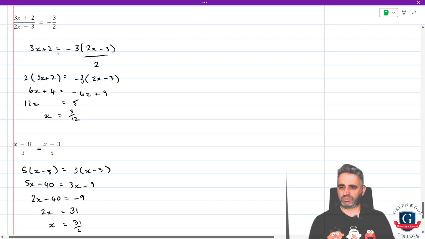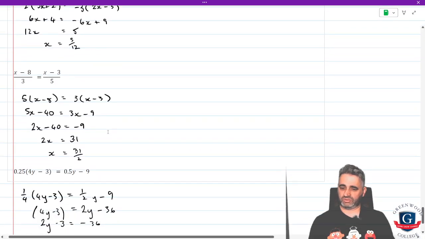Similar here, multiply both sides by 2x/3. That will eliminate this one, make it into the denominator. Multiply both sides by 2. That will eliminate the denominator here. Then multiply out the brackets, collect the terms on each side, and we'll collect the variable on one side, the constant on the other side. Divide, you end up with x = 5/12.